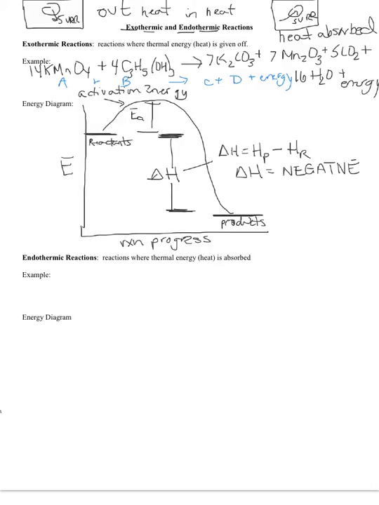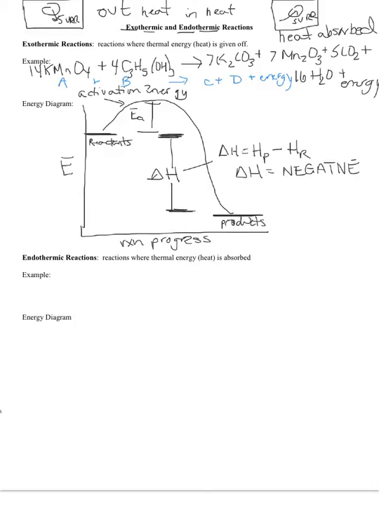To help you think about why that happens, there's some potential energy in our reactants that was released to our surroundings. So all the products have a lower potential energy than the reactants do, and so we're going to get a delta H that's always negative. All right, so let's look down here at endothermic reactions.